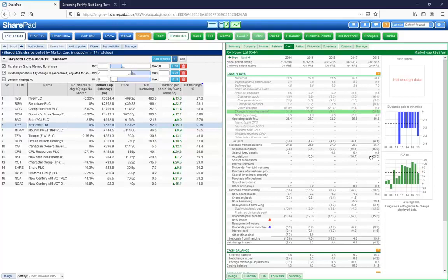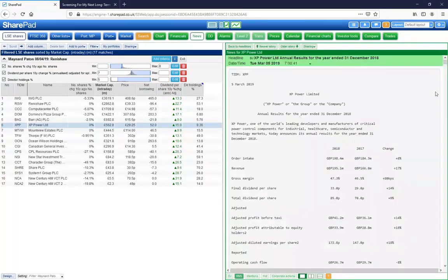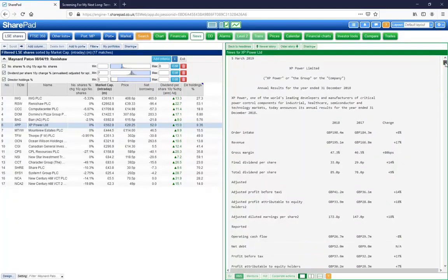So no wonder the debt shot up, because of the 30 million of earnings, 22 was invested in working capital, and then 35 spent on acquisitions as well. So there's lots going on here. We need to look at the news now to find out about these working capital movements. So news, and the 5th of March was the results. And we can scroll down and find out what's going on.